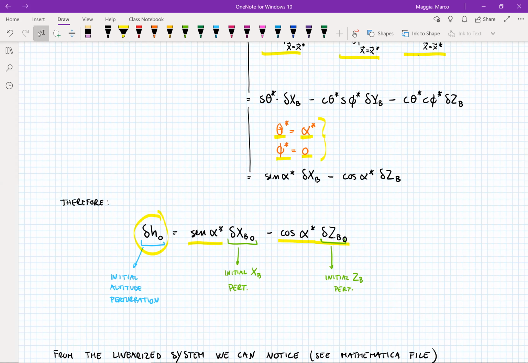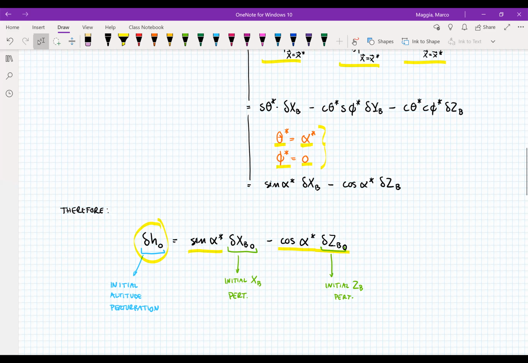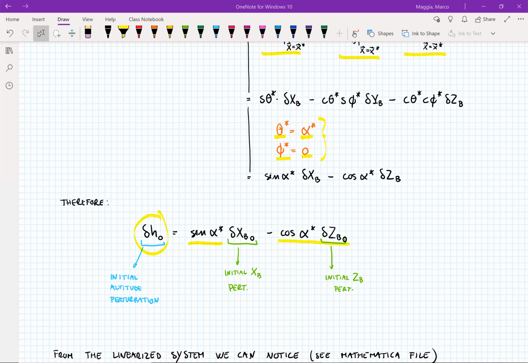All right, so let's jump to the Mathematica file. Let's take a look again at the perturbed equation. And I want you to notice something very interesting.